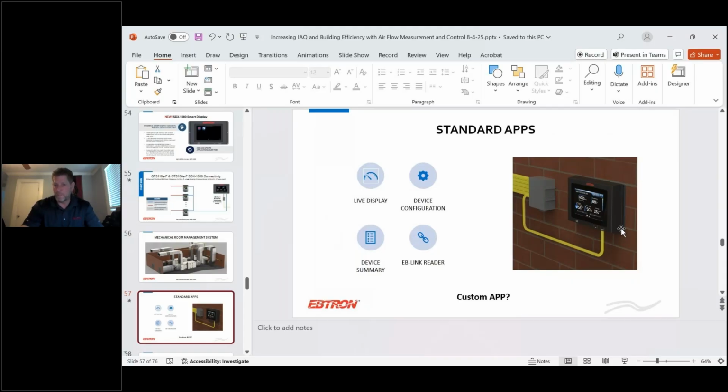We have apps that are included with it, and if you have an idea of a custom app that you would like us to write for you and include in the touchscreen device, we can do that as well. So we can talk to you about that, if you have an app you want specific to your company, your location, something like that.